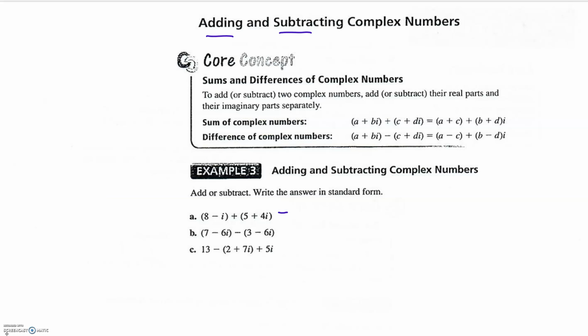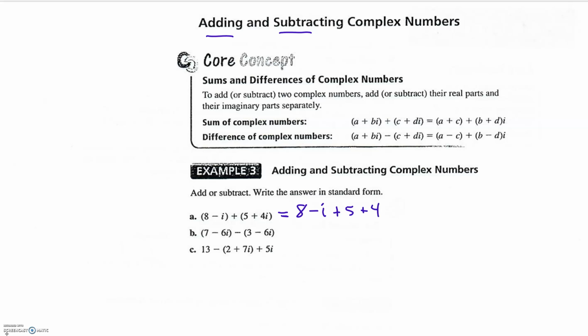And we're just going to dive right into the examples. Don't bother to write all this stuff down, it's not necessary. We treat the i like a variable, and we combine like terms when we're adding and subtracting. So we have 8 minus i, so the real part is 8, the imaginary part is -1. We're going to take that complex number, and add to it 5 plus 4i.